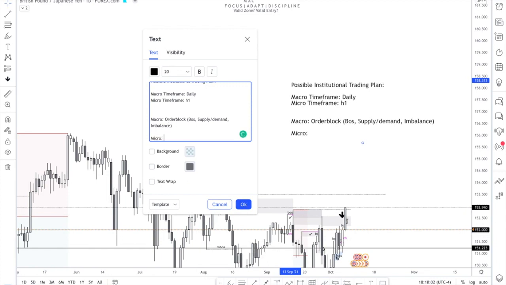It's really this simple. Are you at a valid zone? Do you have a valid entry? So I'm going to give you guys some examples. These examples are just based off of your micro time frame. This is not saying you're going to the M15, the M5 or the M1. The trading plan that I'm giving you as an example has the macro time frame of the daily and the micro time frame of the H1, which means the daily time frame would be your zone and the H1 time frame would be your entry signal.